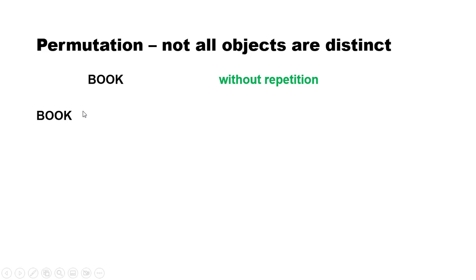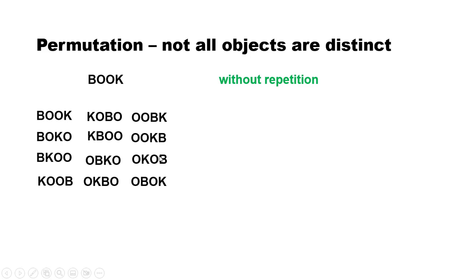So first permutation would be BOOK, and then we are writing BOKO, BKOO, KOOB, and so on. It goes on, and we have written down all the possible permutations of the letters of the word book. Now when you count this, it's 4 times 3, 12.